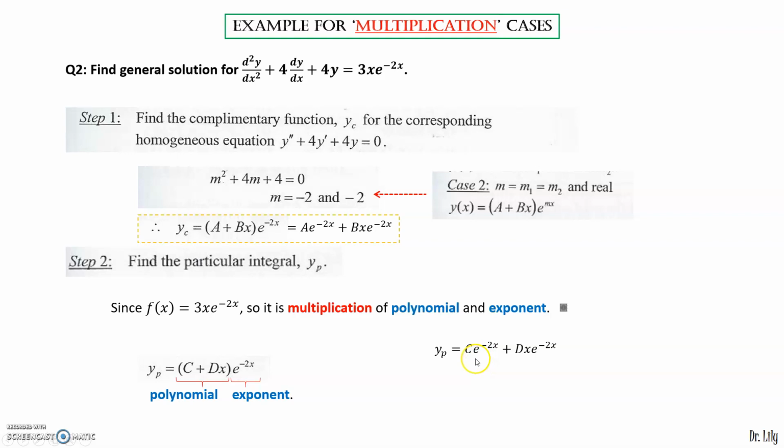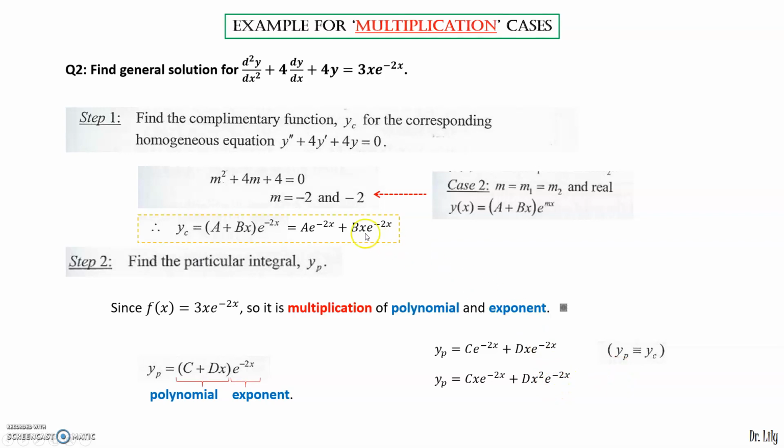Okay, so next, you need to compare your yp with the given yc. If you compare, c exponential -2x is equal to a exponential -2x, right? So that's why we can consider yp to be equal to yc. Because yp is equal to yc, you need to multiply your yp with x. So your new yp will be cx exponential -2x plus dx squared exponential -2x.